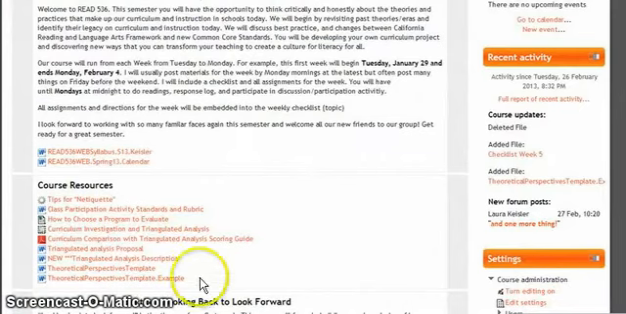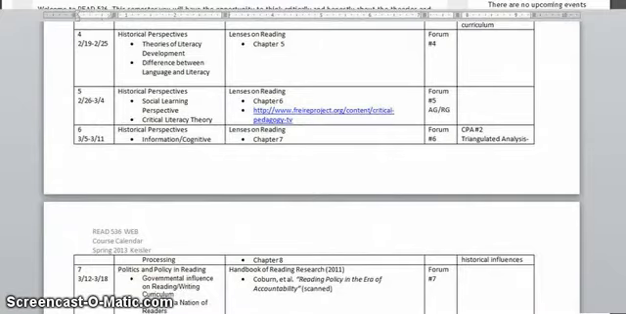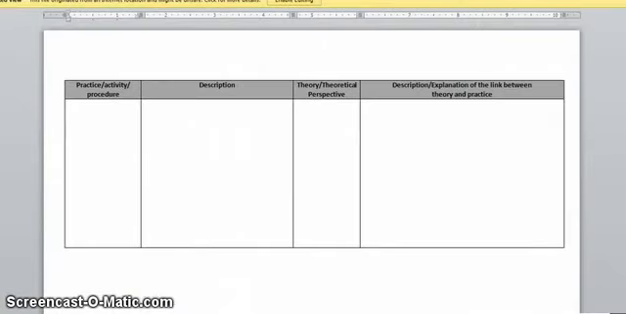Okay, so then I've got this template. This is what you're going to be turning in on the 11th. Your template will look like this. You will write down a practice, an activity, or a procedure from the program you're evaluating.